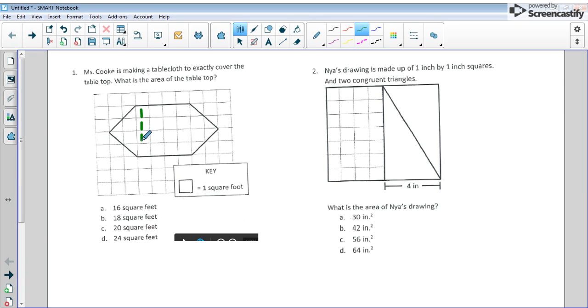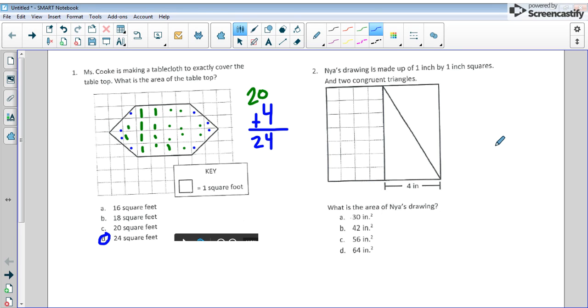So 1, 2, 3, 4, 5, 6, 7, 8, 9, 10, 11, 12, 13, 14, 15, 16, 17, 18, 19, 20. So I have 20 squares. But I can't forget, I've got some triangles here. I have 1, 2, 3, 4, 5, 6, 7, 8. And remember, a triangle is half of a square. So if I have 8 of those, I technically have 4 squares. So I'm going to add all those up, and I'm going to get 24 square feet for the area.